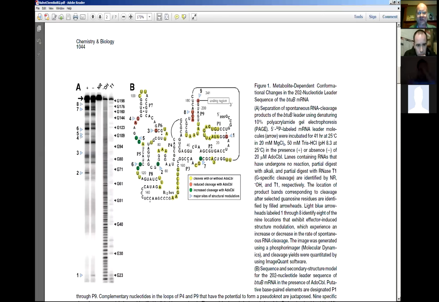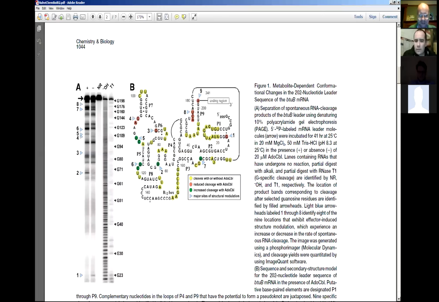Figure 1b, that structure, is the structure as they thought it was at that time. Turns out that there are some mistakes in that structure, but they're not that relevant for this paper. You can look at some of the follow-up papers on this one to see the structure as people currently think it looks like.